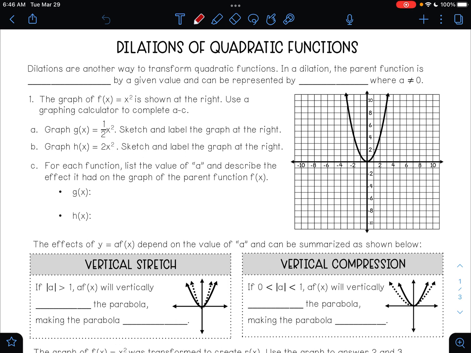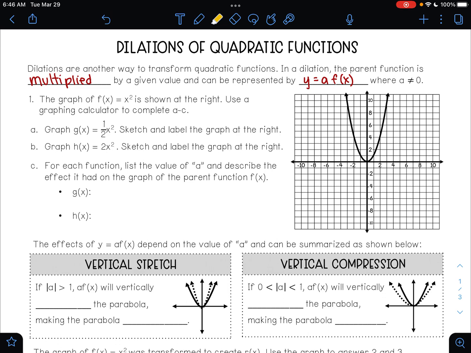So dilations are another way to transform quadratic functions. In a dilation, the parent function is going to be multiplied by a given value that can be represented as y equals a times f of x, where a cannot be 0. It can't be 0 because if it's 0, then it would not be a quadratic function.